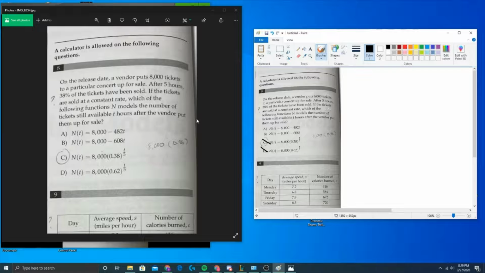So we have information. Puts 8,000 tickets. So when time is equal to 0, n is equal to 8,000.